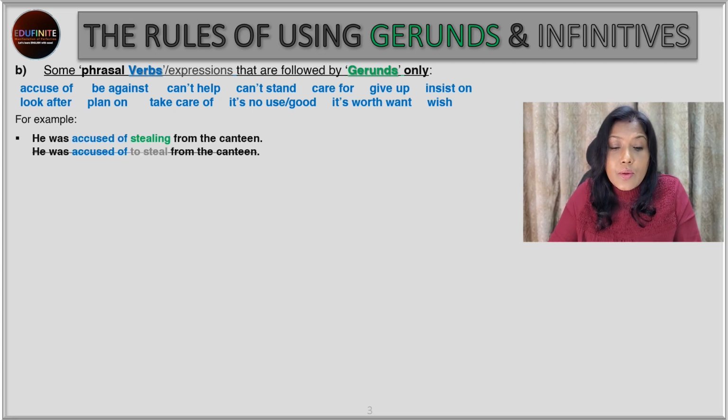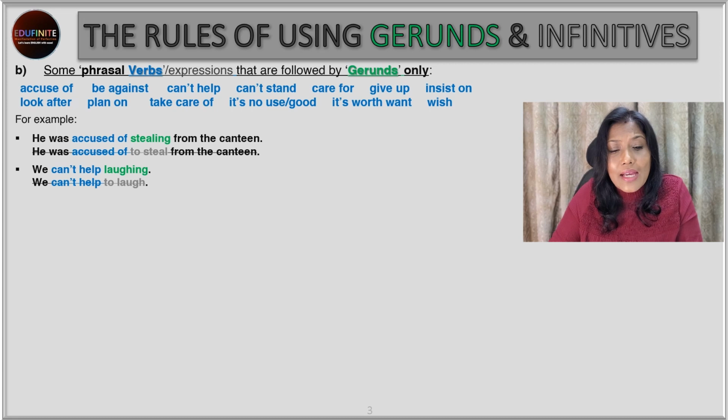Next, for example, let's look into some of the sentences. He was accused of stealing from the canteen. So, accused of, we've taken that, and after that we cannot write to steal. That's the infinitive form, because we know the infinitive form is to plus the base form of the verb. We have to use the gerund form, that is the base form of the verb plus ing. So it's stealing and not to steal.